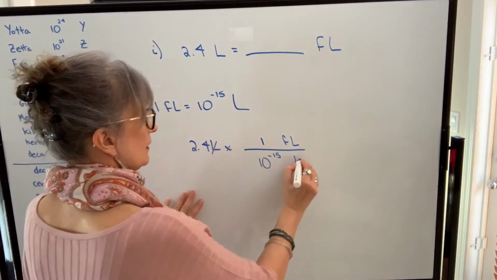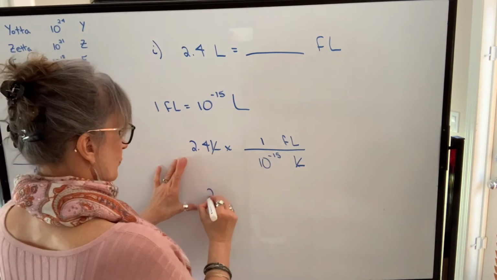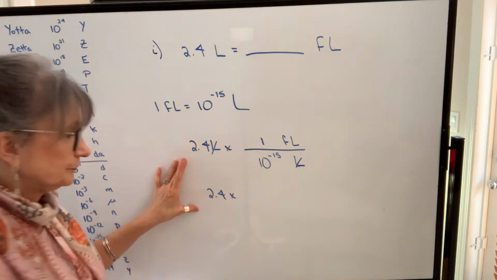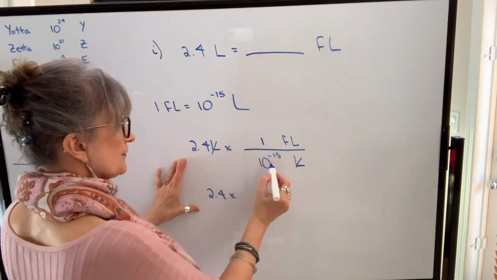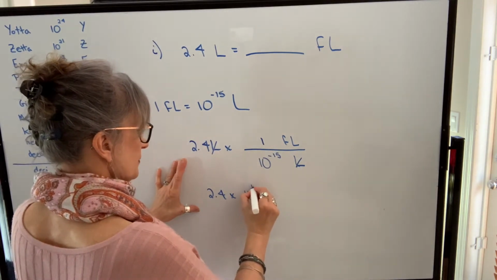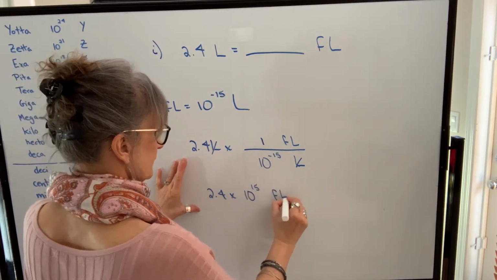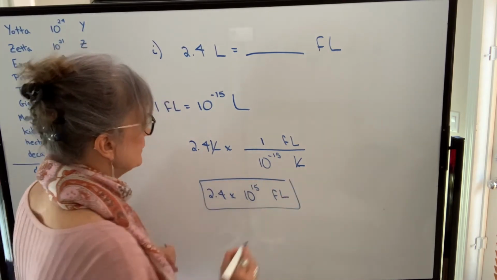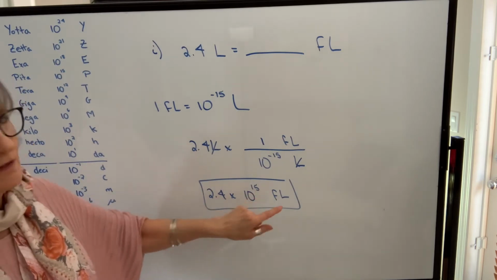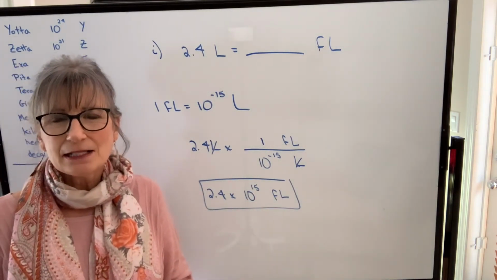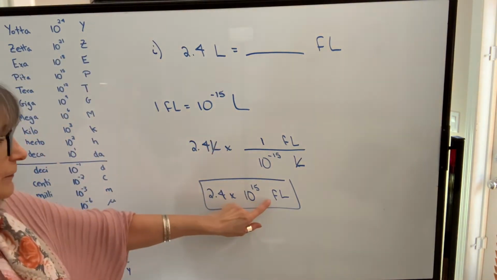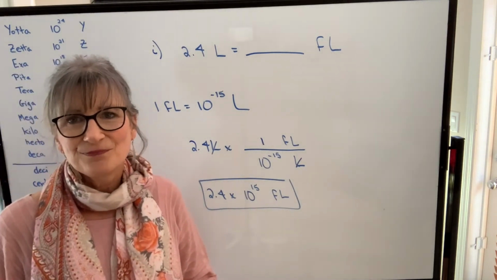Now we can cancel our unit of liters, and our result will be 2.4 times 1 over 10 to the negative 15. Using our rules of exponents, if we bring that out of the denominator, we change the sign of the exponent, so it becomes 10 to the positive 15. So 2.4 liters will be equivalent to 2.4 times 10 to the 15 femtoliters. And if you think about it, that makes sense. A femtoliter is a very, very small unit, so you should have a lot of femtoliters to equal 2.4 liters.